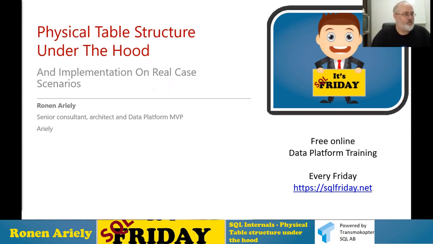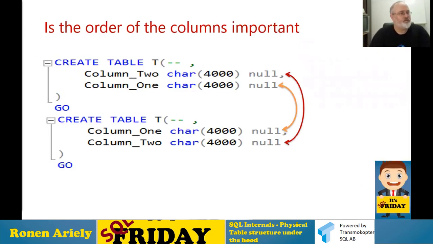Good morning, good evening, and good day to all, and welcome to the internal session about the physical structure of tables. I want to present a simple question so you can ponder about your answer while I introduce myself. In those two queries, I create tables with the same columns, but in a different order. My question to you is, do you think that the order of the columns is important? For example, can it be that one table will be twice the size of the other table when we insert the exact same data to the tables? If you're brave, you can use the chat and write your answer. If not, just think about this situation while I continue to speak.